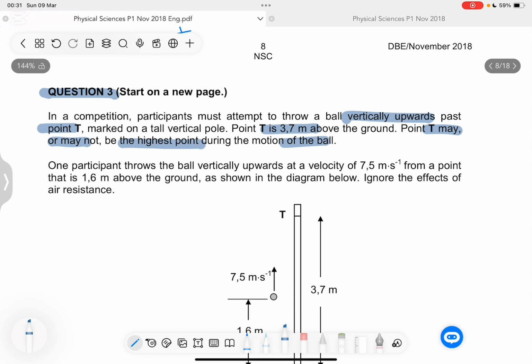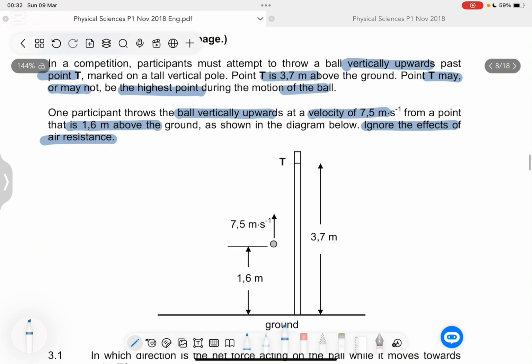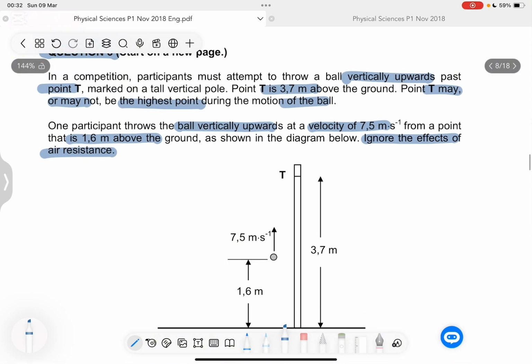One participant throws the ball vertically upwards at a velocity of 7.5 meters per second from a point that is 1.6 meters above the ground, as shown in the diagram below. And very important, they further add that we should ignore the effects of air resistance. Now let us break all this information down.